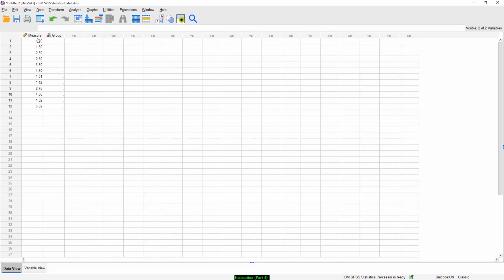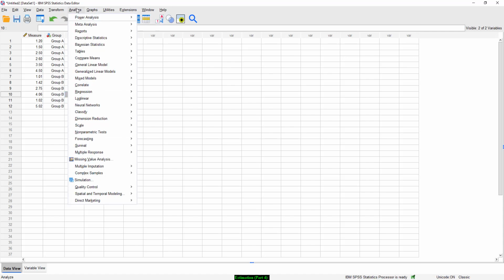So now here there are two variables. First is a numerical variable, and second is a categorical variable. So this is 1 to 6, 2 to 12. If I click this icon, value label, you can see here this is group A and this is group B. Right?